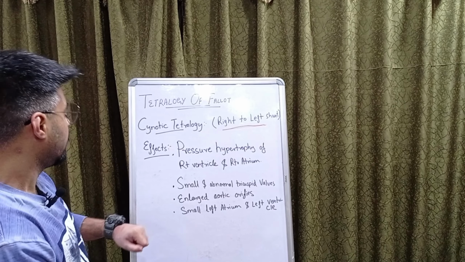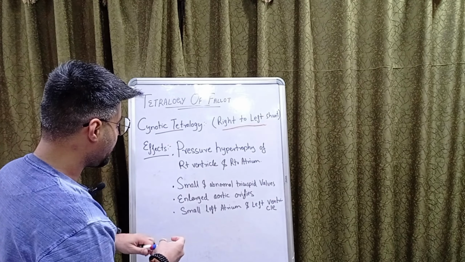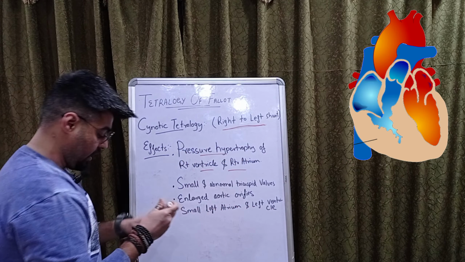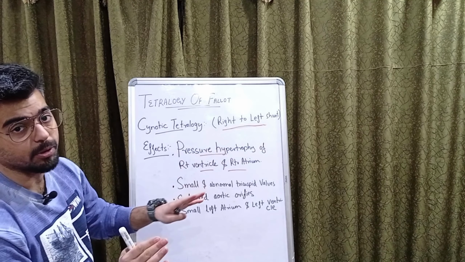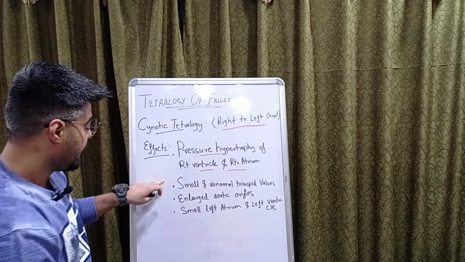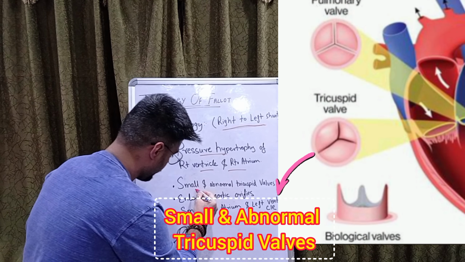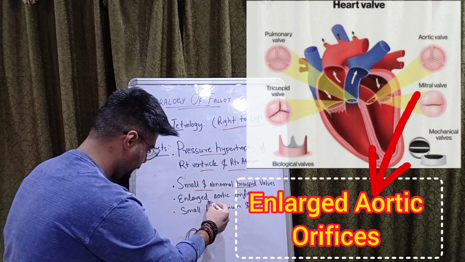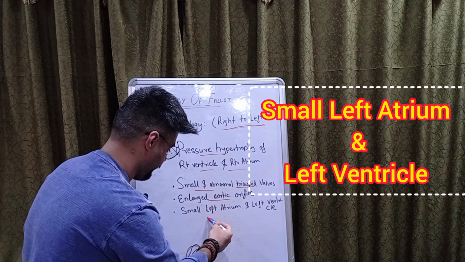So guys, coming to the effects of cyanotic tetralogy, the first effect is pressure hypertrophy of right atrium and right ventricle. So the right atrium and right ventricle will have pressure. There will be a pressure hypertrophy. The pressure will increase. Fine. Next, small and abnormal tricuspid valves. Next, enlarged aortic orifice and small left atrium and left ventricle.